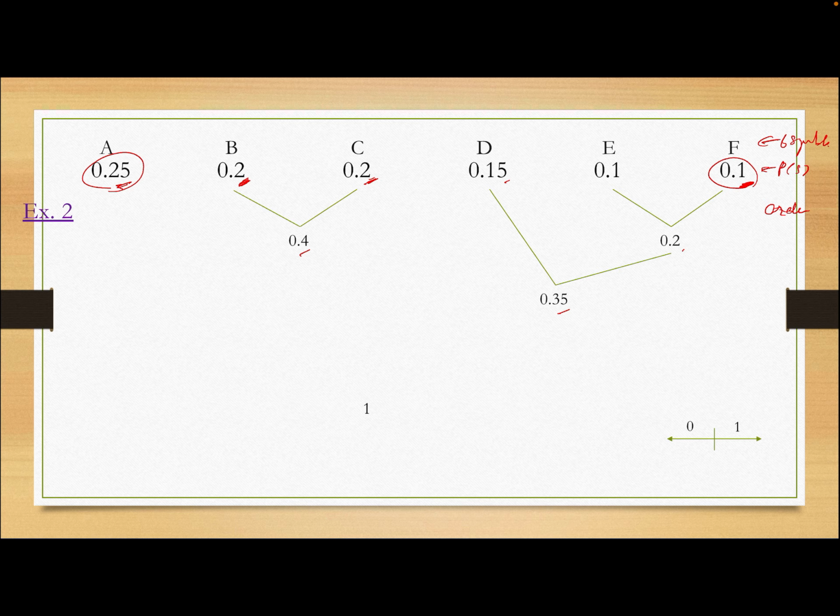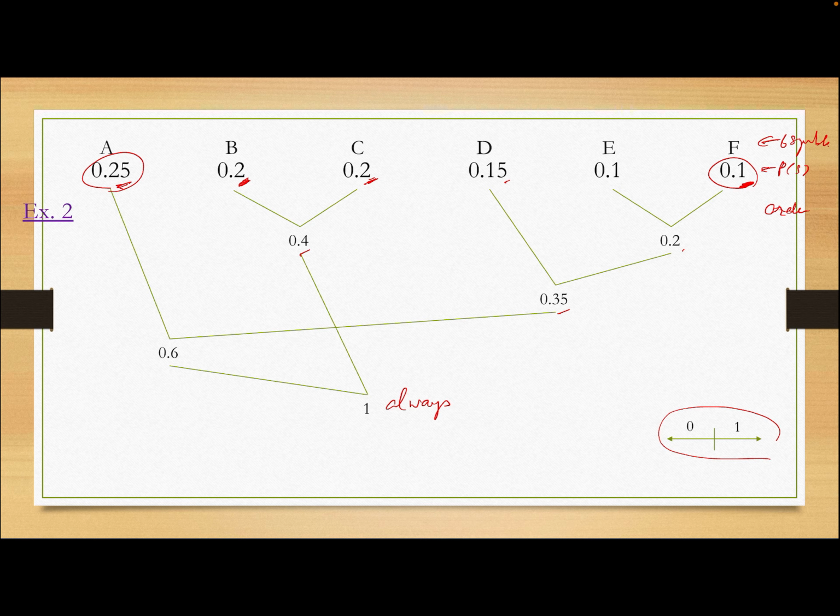In this example, I want to show you that we can have a strange looking tree. So we have 0.25, 0.3, 0.4, and 0.35. So I will sum 0.25 and 0.35 together, and I get 0.6. Then I sum 0.6 and 0.4. Again, always 1 here.